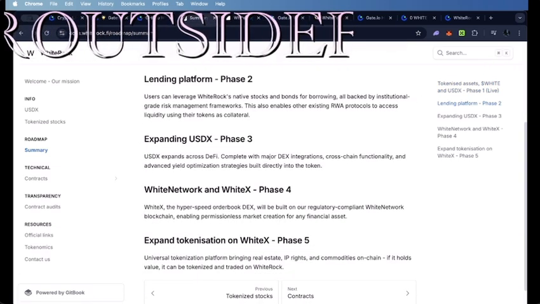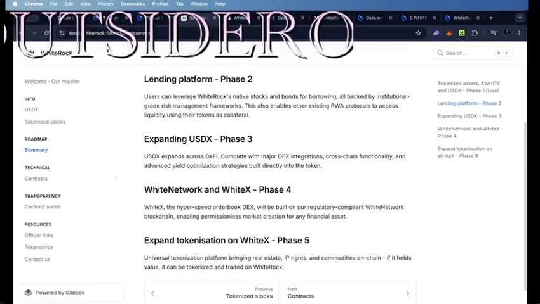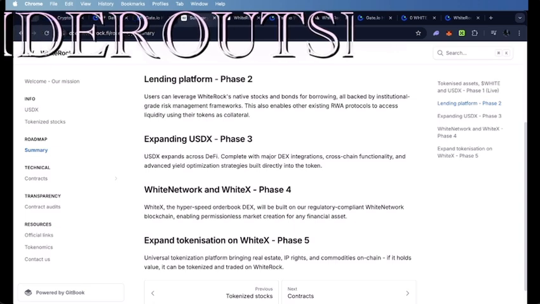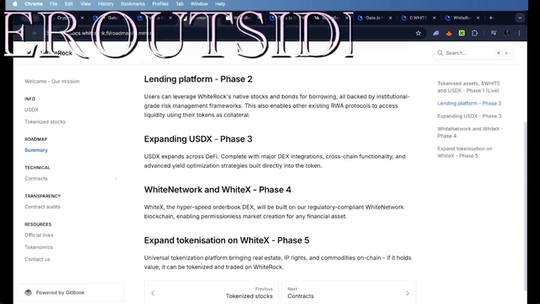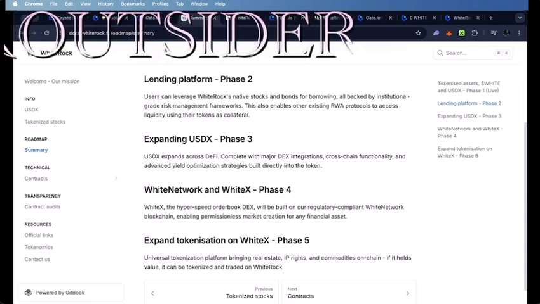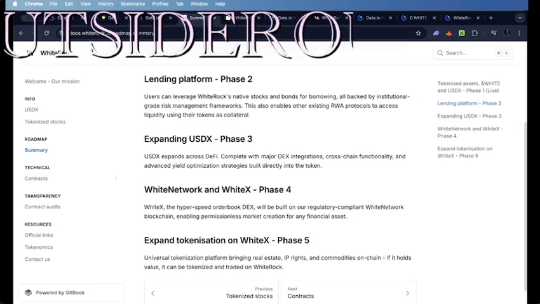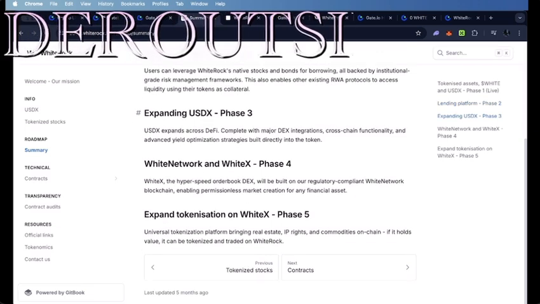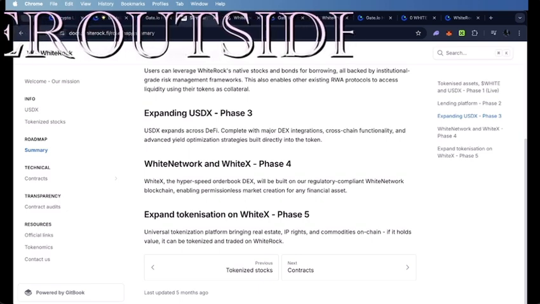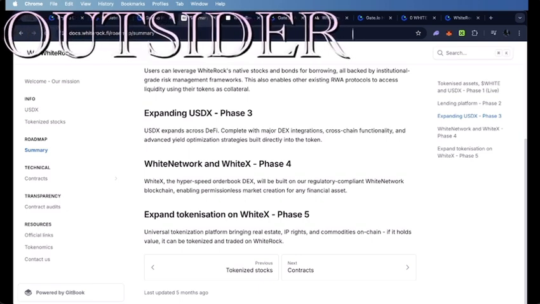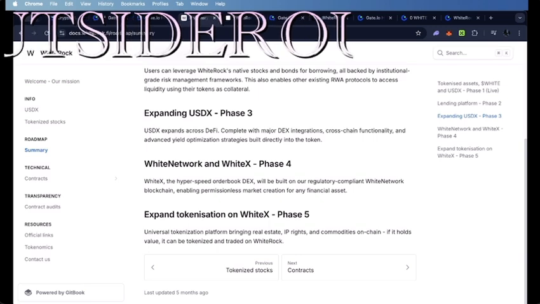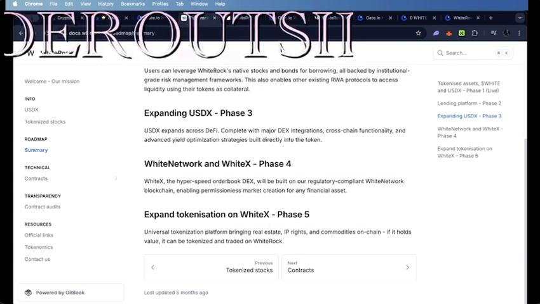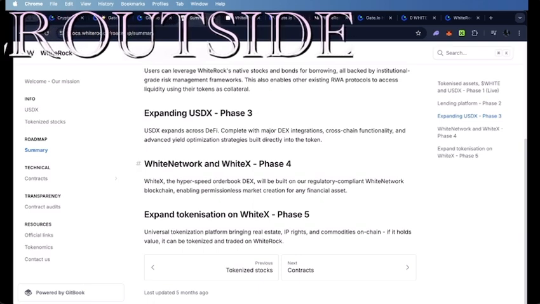Lending platforms, Phase 2: users can leverage White native stocks and bonds for borrowing, all backed by an institutional grade risk management framework. This also enables other existing RWA protocols to access liquidity using their tokens as collateral. Expanding USDX, Phase 3: USDX expands across DeFi, complete with major DEX integrations, cross-chain functionality, and advanced yield optimization strategies built directly into the token.